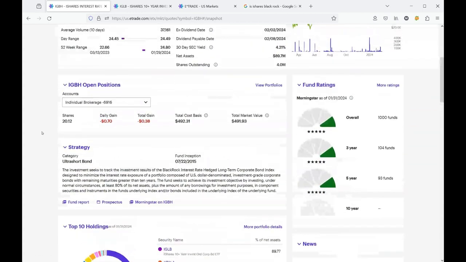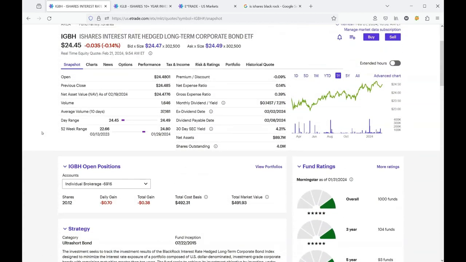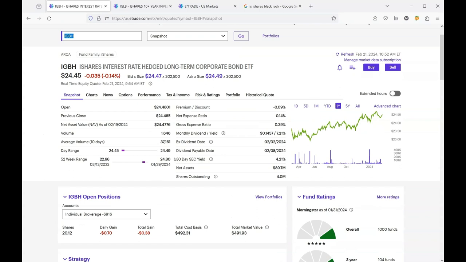So I take a look. The reason is because this has a monthly dividend of 7.21%. The other fund doesn't pay a dividend like that. But it only turns out to be 15 cents a share.